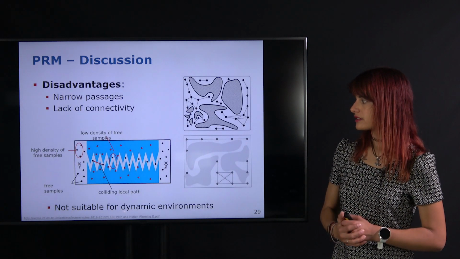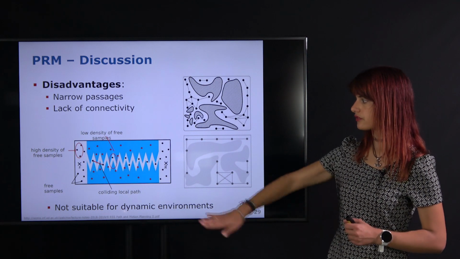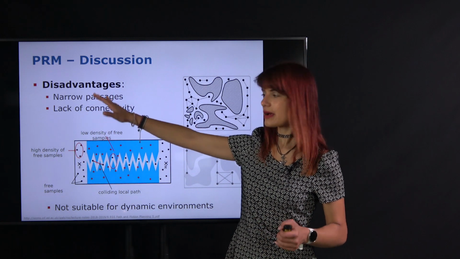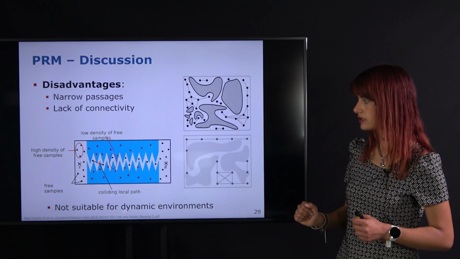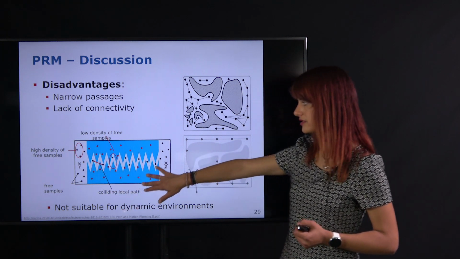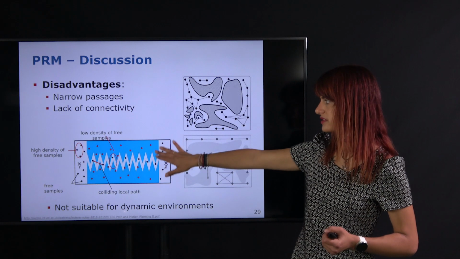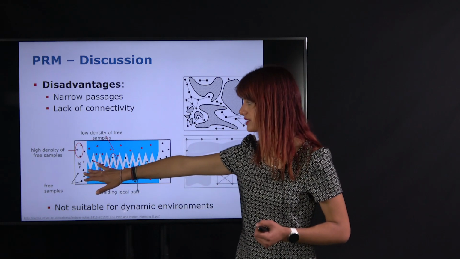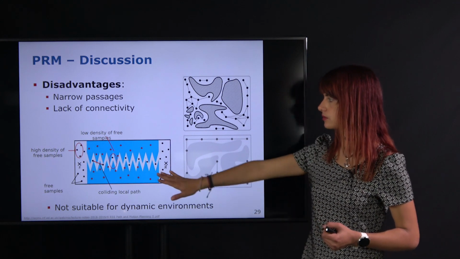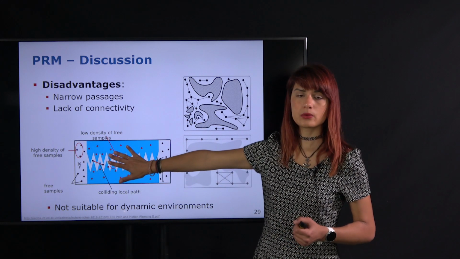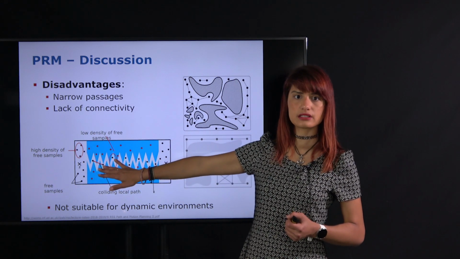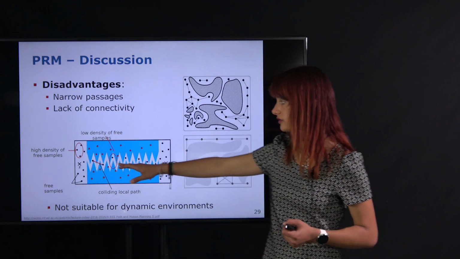So what are some disadvantages? If we use uniform sampling, one classical problem that arises is called the narrow passages problem. If we have a very complicated environment, for example, this one, where the light blue is the obstacles and the white is free space, and we sample uniformly, so we don't bias our sampling in any way in the area in the center, then there will be a relatively low density of samples in the free space in this very narrow region.